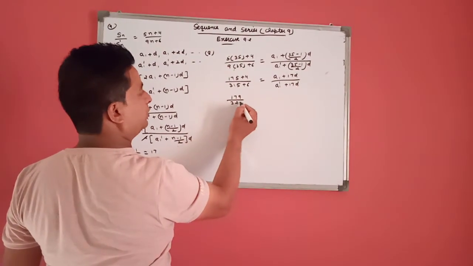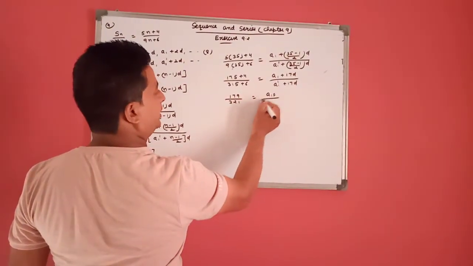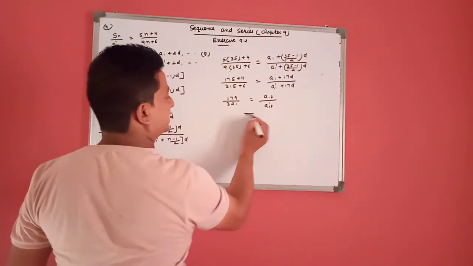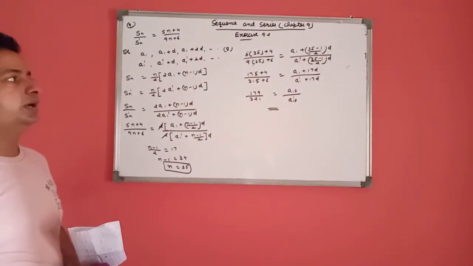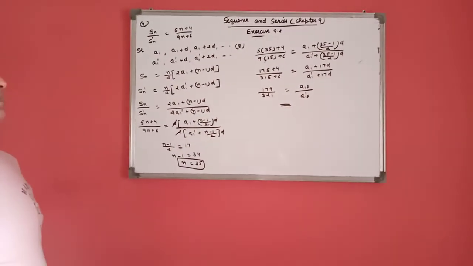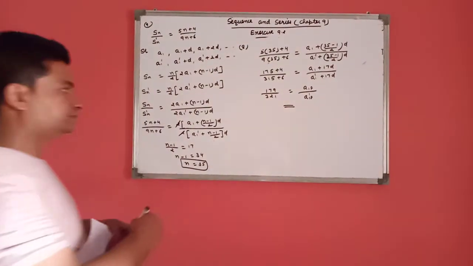This is 179 upon 321. This is a18 upon a18 dash. This is the ratio of the 18th terms of the APs. This is the answer of question number 9.